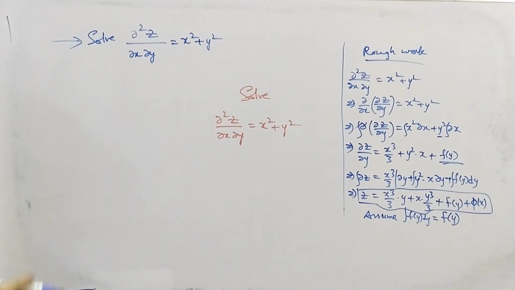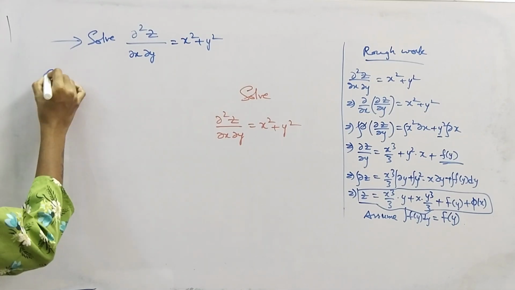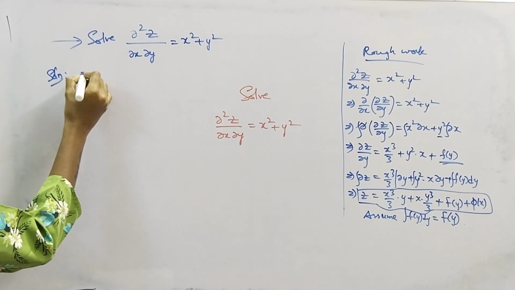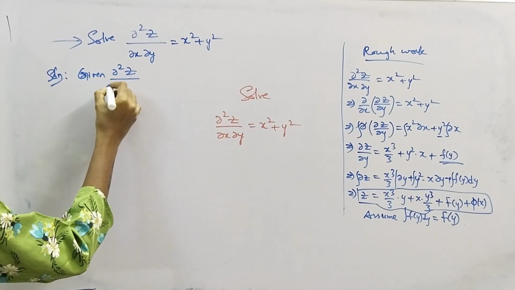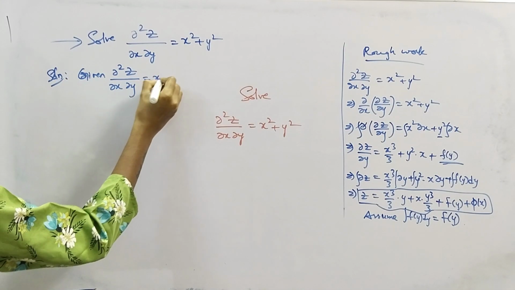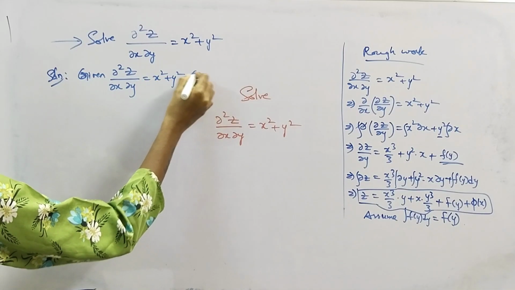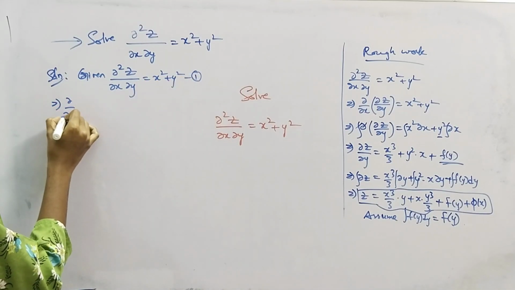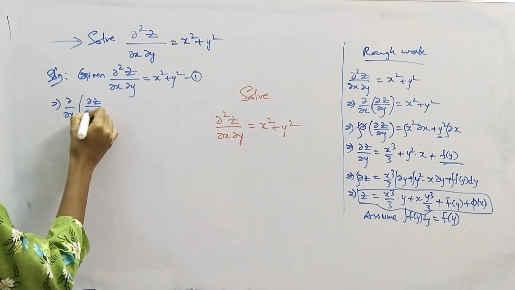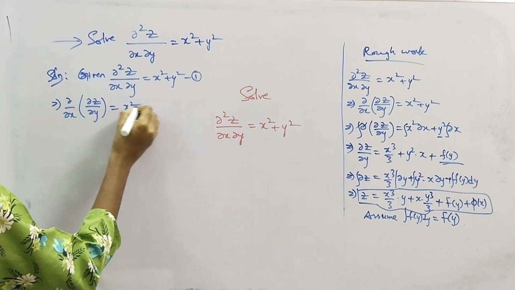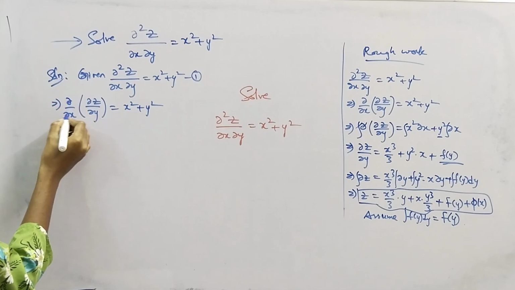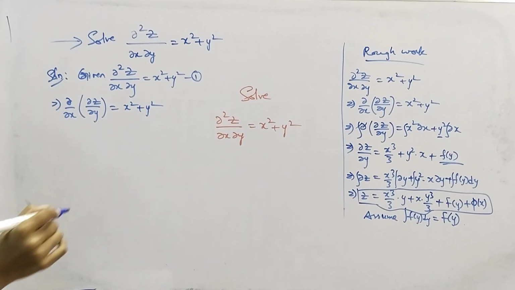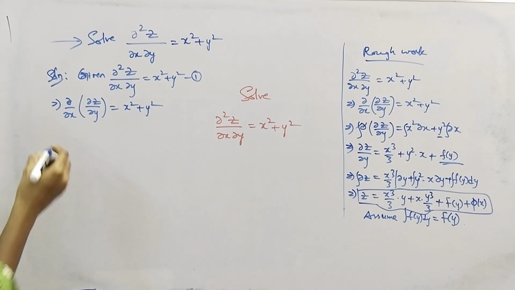Okay, now I'll show it properly. Given ∂²z/∂x∂y = x² + y², consider it as equation number 1. Now we can write this as ∂/∂x of (∂z/∂y) = x² + y². Here we notice that we have ∂x in the denominator, so we'll integrate it with respect to x, treating y as constant.